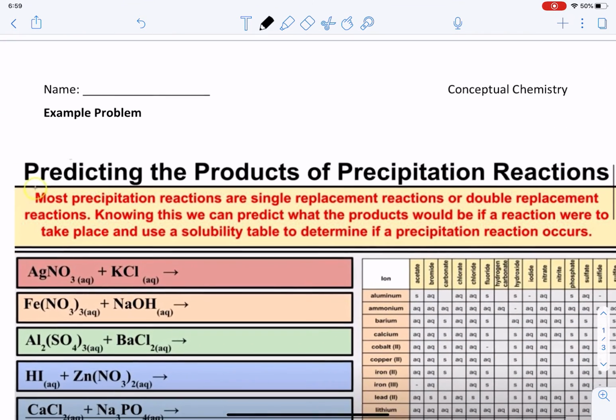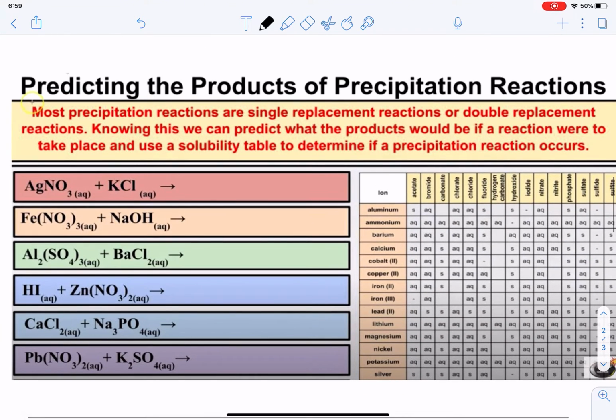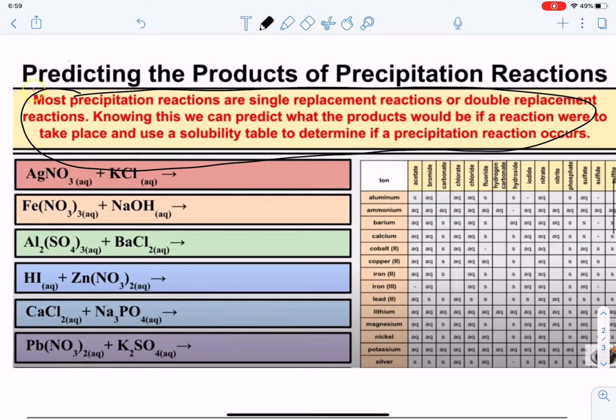Okay, so now we get to this part. Important part here: most precipitation reactions are single replacement reactions or double replacement reactions. We've talked about these before, and once we know what the type of reaction is, say it's a double replacement, we're able to predict the products. So a lot of the questions for this handout are to predict the products. We're going to run through these as an example, but we also want to make sure we write the state of matter next to each solution. And that will help us because we are also going to be looking at this table to determine if a solid formed, and that's going to be our precipitate.